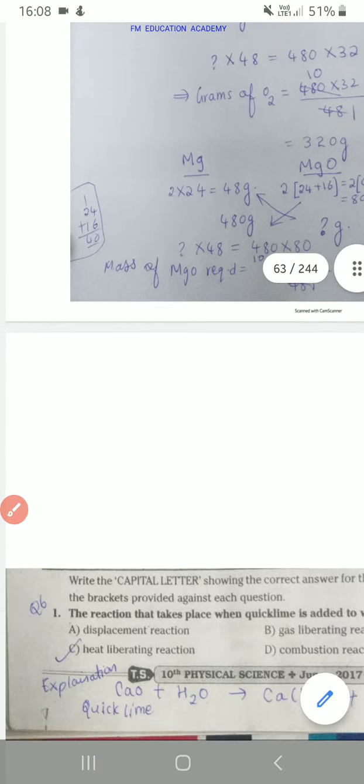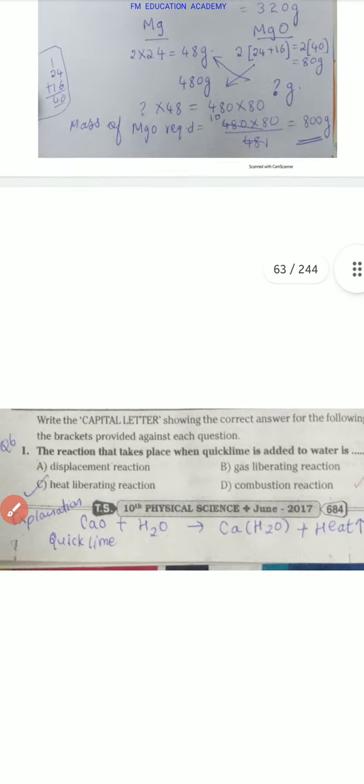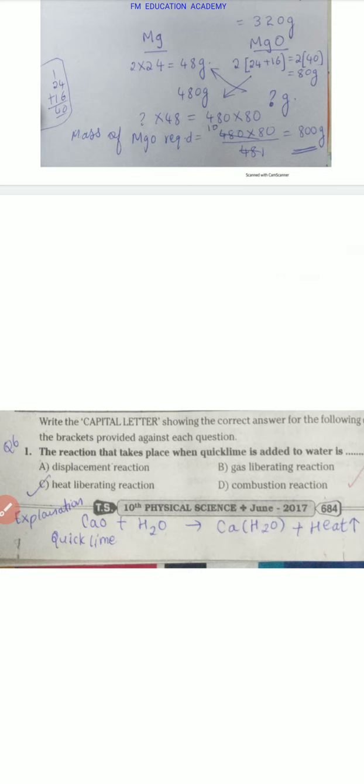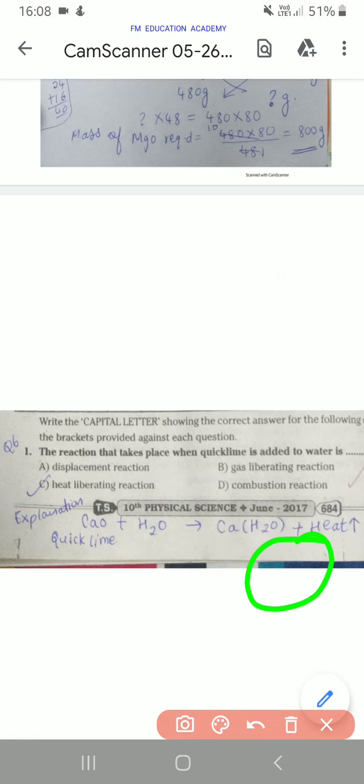Okay. Next we have the reaction that takes place when quicklime is added to water. So quicklime is calcium oxide, CaO. Remember this. It is added to water, means H2O. What does it give us? Calcium hydroxide, Ca(OH)2, plus heat is produced. So since heat is produced, we also call it an exothermic reaction, or a heat liberating reaction.